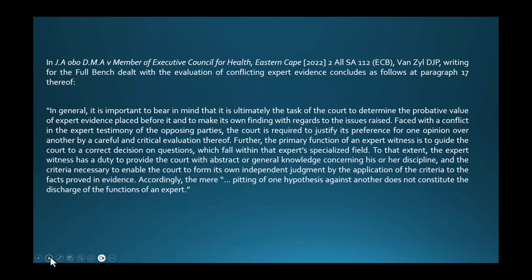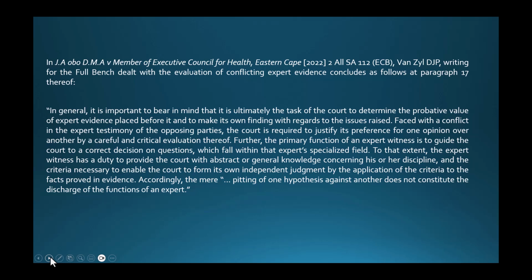Very important to understand this interrelationship between expert and the court. What's going on? The expert is guiding the court to the court's own independent judgment. As I said earlier, and we saw in the principles in Michael's case, the court should not and does not simply follow, be led by the nose by an expert. It must independently apply its own mind, and that is what happens in the overwhelming majority of cases.